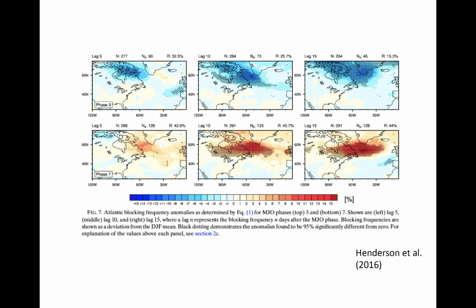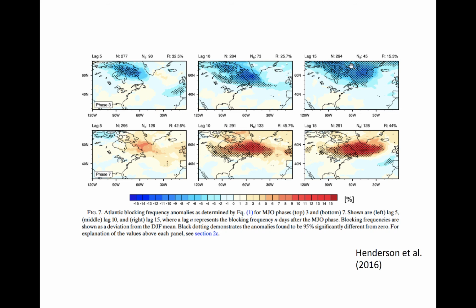Generally, anomalous troughing or less than normal blocking is in place 1 to 2 weeks after phase 3, and anomalous blocking is present in the same time period after phase 7. Amplification of the signal is seen between 5 and 15 days after the anomalous heating in the MJO occurs because some time is required for the Rossby wave train to reach the North Atlantic, which explains the delay in the signal arriving and then amplifying.